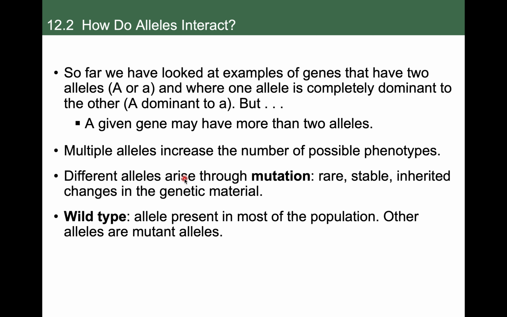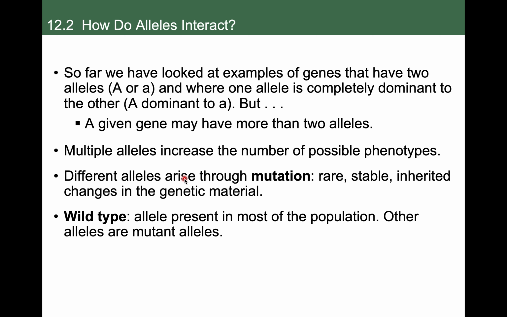The term that geneticists typically use to refer to the allele that you tend to find most often in a given population is wild type. So we're going to talk about fruit flies later in this chapter. And typically fruit flies tend to have bright red eyes, so we would call that the wild type trait or the wild type allele in fruit flies. And then everything else, sometimes you'll get flies that have white eyes. We would consider those mutants.